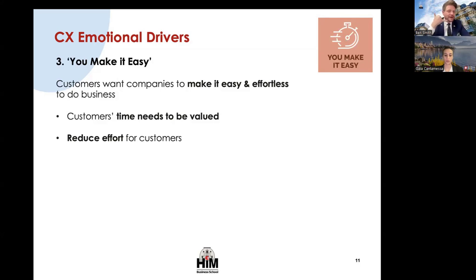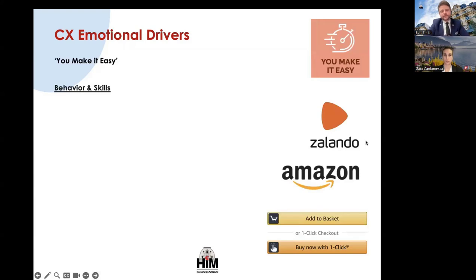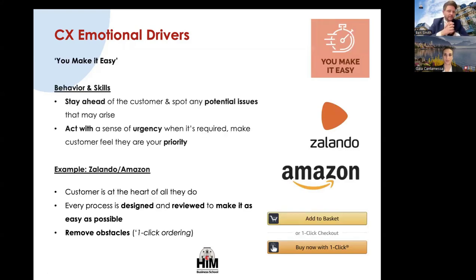For example, if you call a company and no one answers, you send them an email and no one answers, this is not making it easier for your customers. So what is? Key attributes for making it easy for your customers: showing customers you understand that their time counts, and making the process of interacting with your company as simple as possible. Two examples for you that I've come across from case studies and my own experiences.